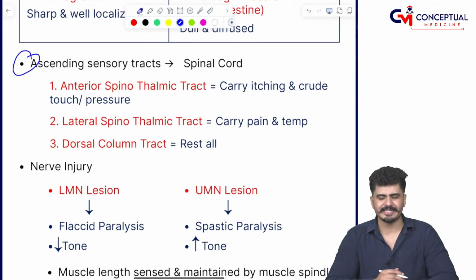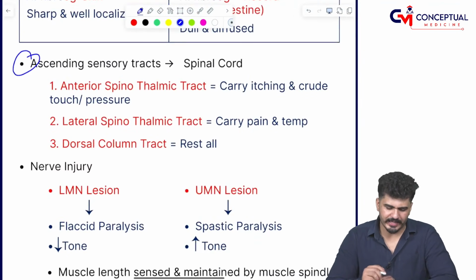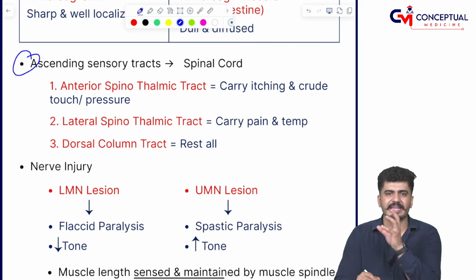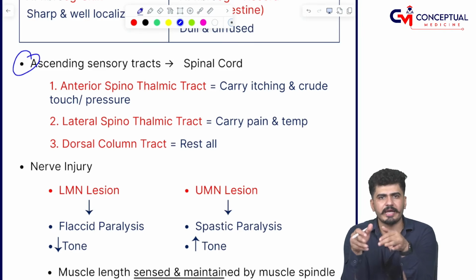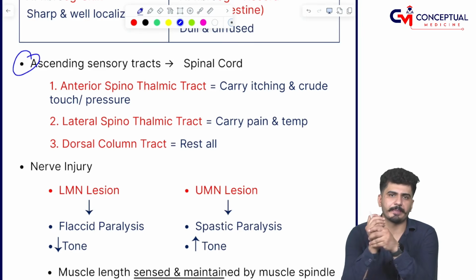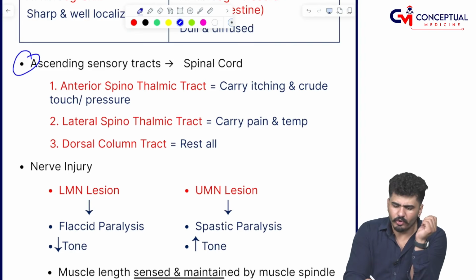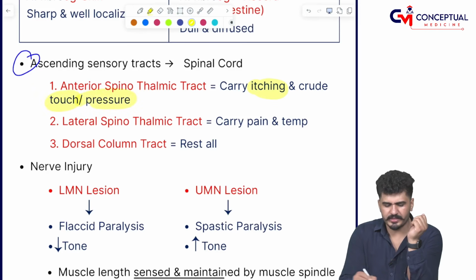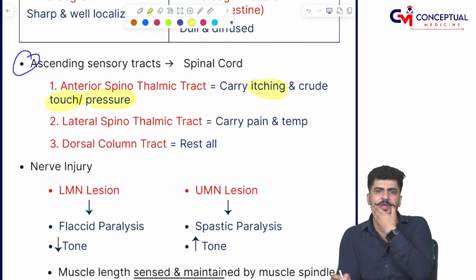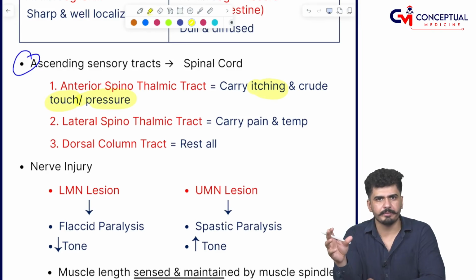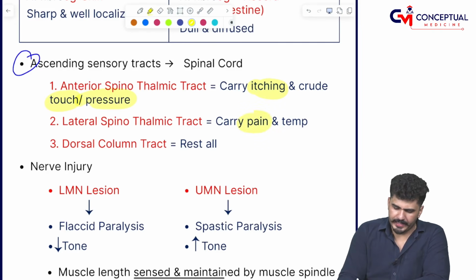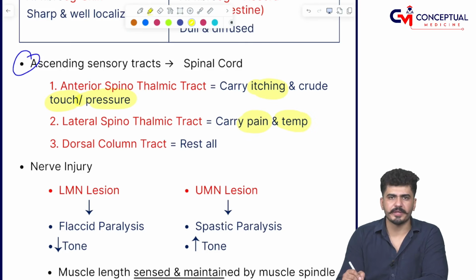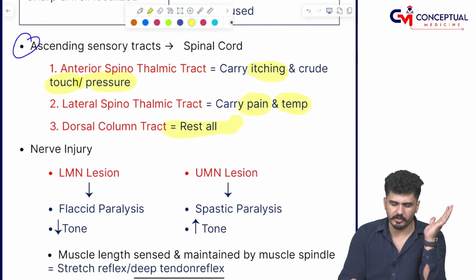Now the ascending sensory tracts in the spinal cord. Sir, what does the anterior spinothalamic tract carry? What does the lateral carry, and the rest, the dorsal, will carry everything. So on the anterior side you will have itching, crude touch and pressure. Lateral side you will have pain and temperature. The rest all will be carried by the dorsal column tract.